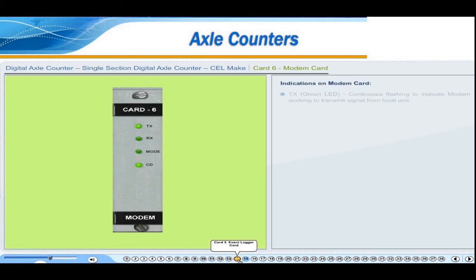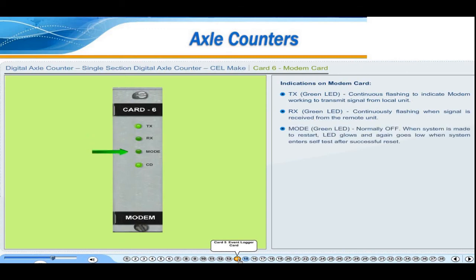Indications on modem card. TX green LED continuously flashing indicates the modem is working to transmit signal from the local unit. RX green LED continuously flashing when signal is received from the remote unit. Mode, green LED, normally off. When the system is made to restart, the LED glows and again goes low when the system enters self-test after successful reset. CD, green LED, lit to show carrier of modem signal is available.